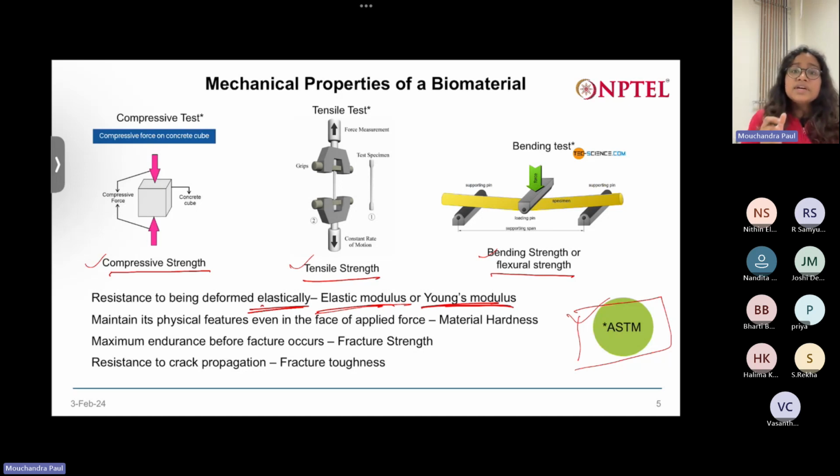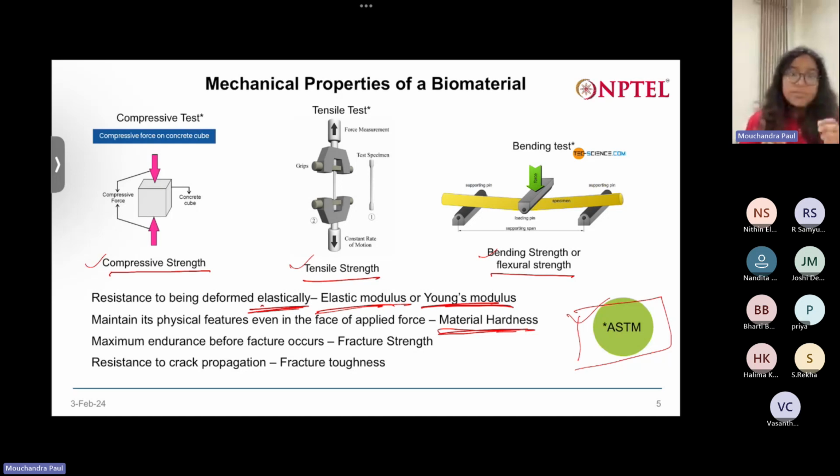Okay, then there is another material-specific property that is called hardness. This term helps you understand how much the material is able to still maintain all its physical features like its length, diameter, say surface area, everything. It will maintain its physical features at what maximum stress.